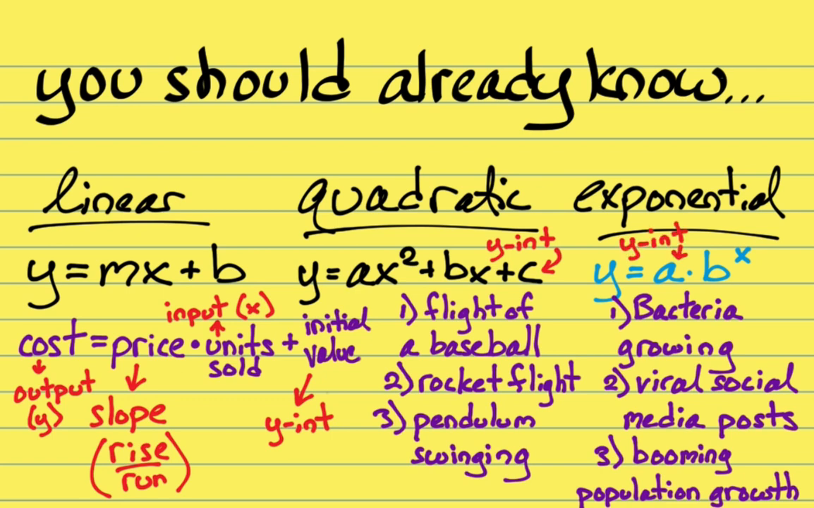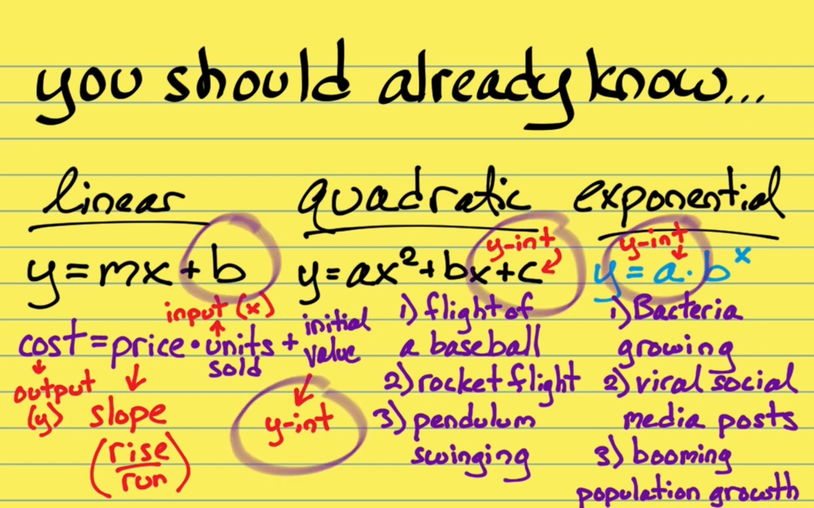And then one last thing before we move on, the y-intercept in the exponential function is always in the position of a, the number in front without the exponent. I'll even say that again. The y-intercept in the exponential function is always the number in the position of a, the number in front without the exponent. So you can now see that in all three of these forms, you are able to find the y-intercept, which is the initial value in the equation before doing any work.